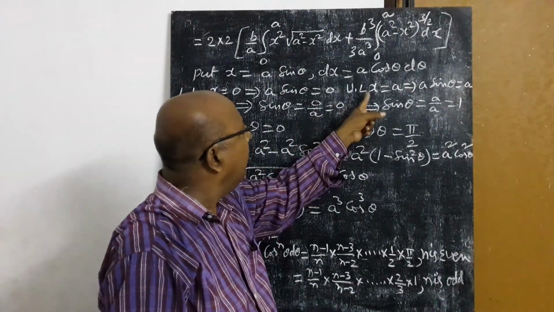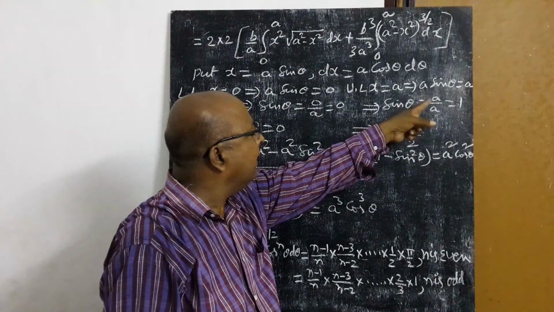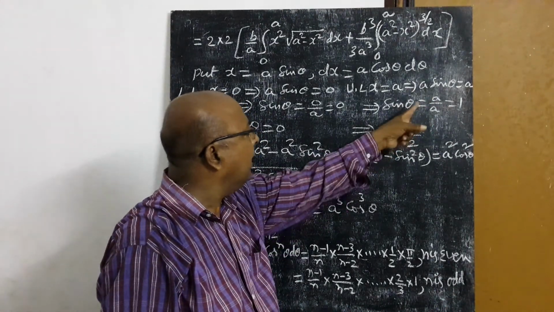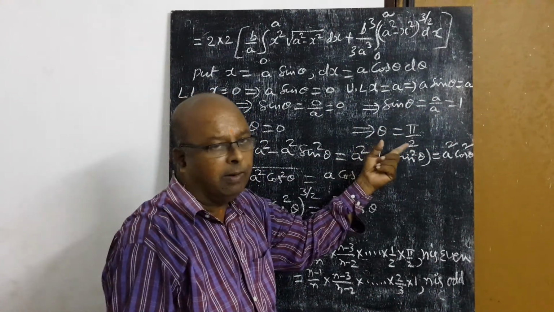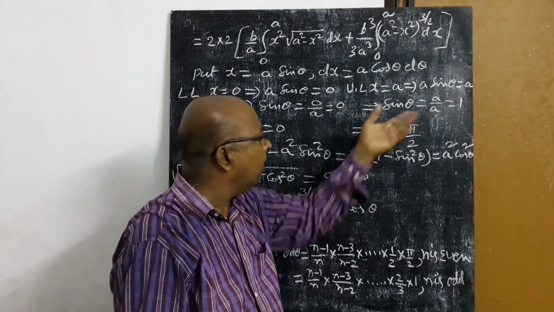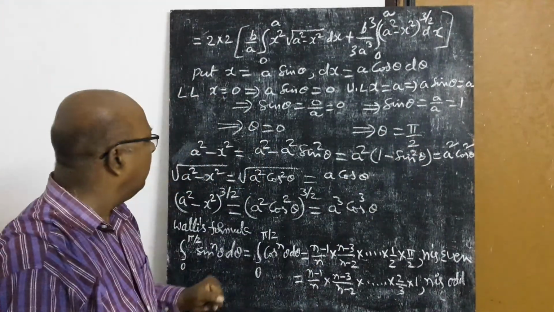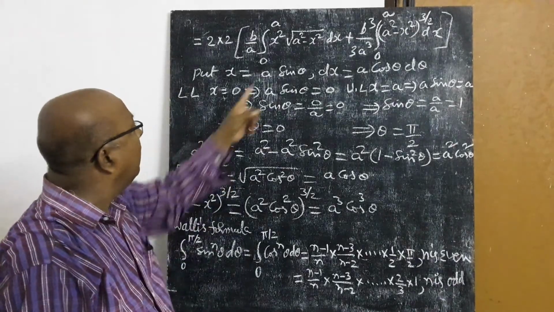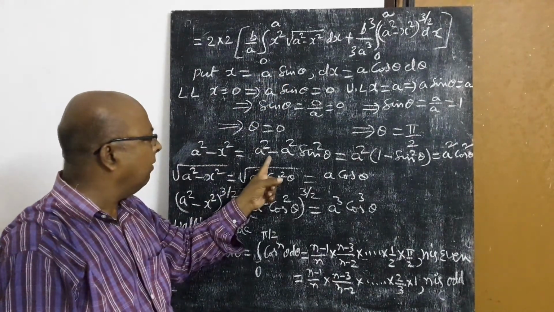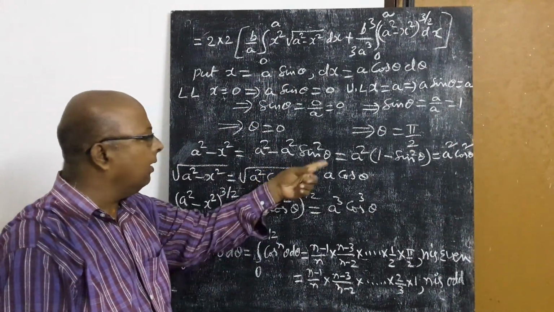Upper limit: x is equal to a implies a sin theta is equal to a. Sin theta is equal to a by a, which is 1. Theta is pi by 2, since sin 90, that is pi by 2, is 1. So theta is equal to pi by 2. So the limits are okay. Now a square minus x square value: a square minus a square sin square theta, a square common.